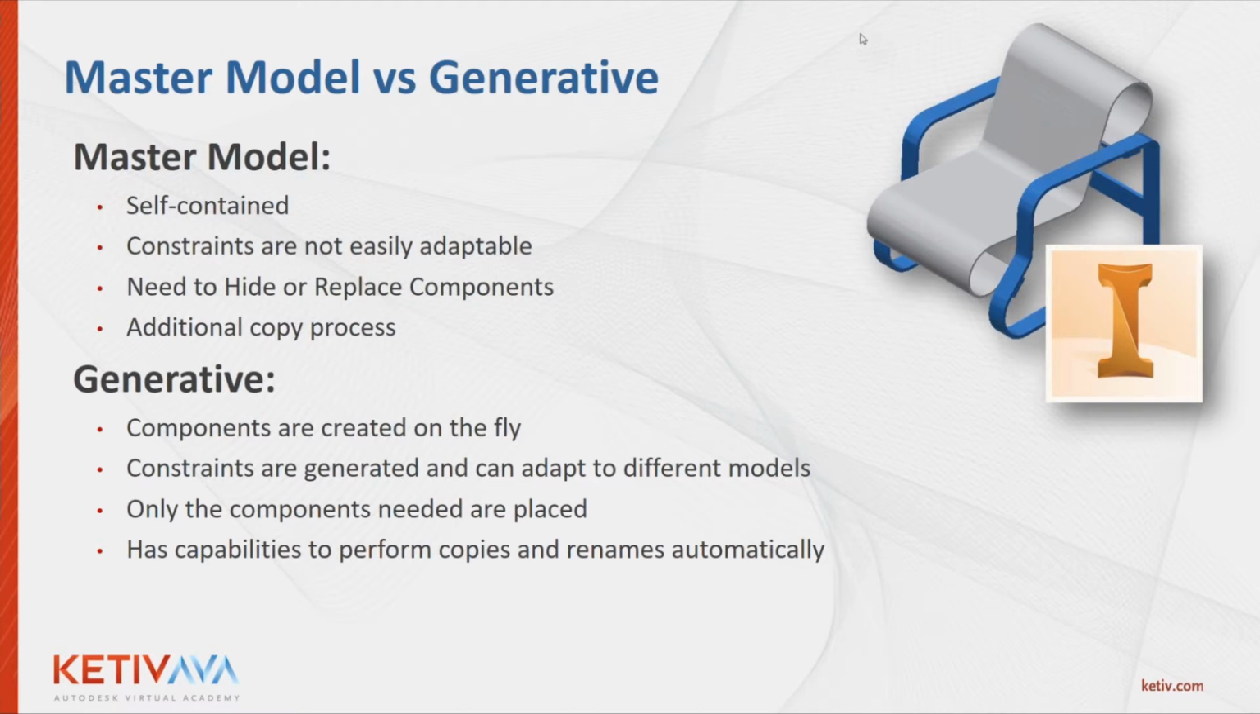So with the generative idea, we're creating the components on the fly. Instead of a master model, we really just have an assembly that has iLogic in it. There's really nothing in that assembly other than some potential skeleton-type work planes. It may have the parameters that we're going to manipulate. That's very similar to a configurator. The constraints are generated and can adapt to different models. Basically, it's going to look at the models that you place in there based on that configuration.